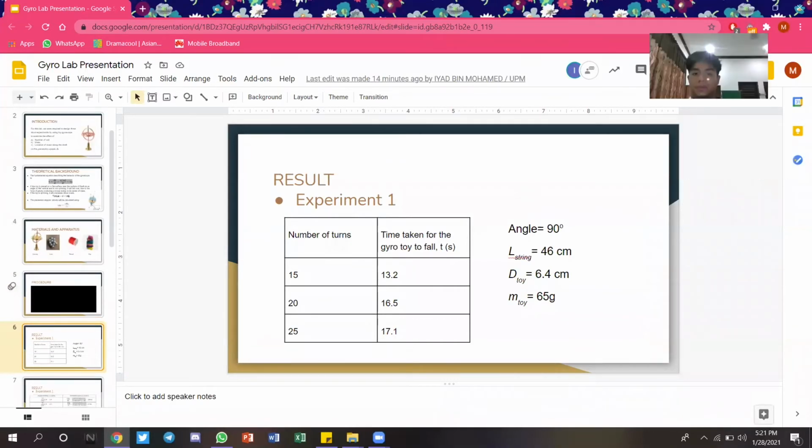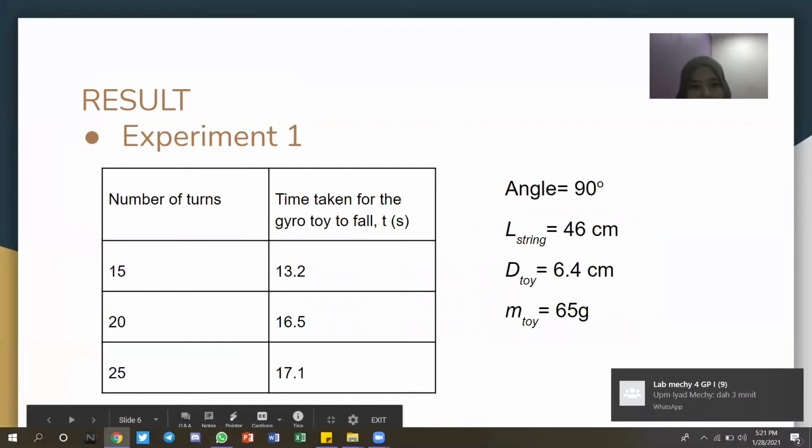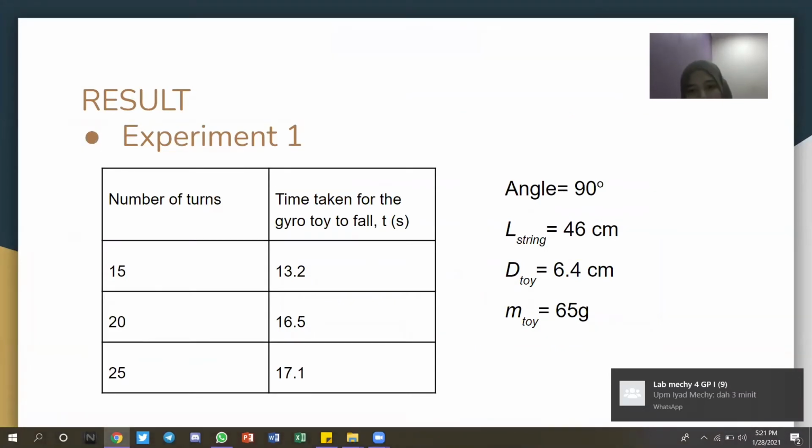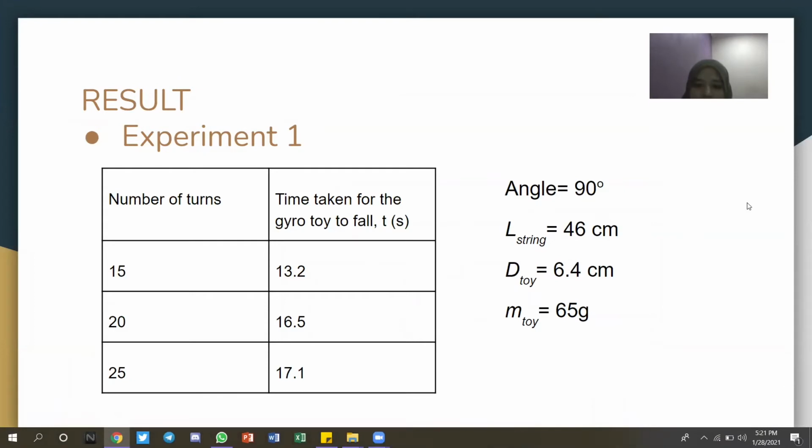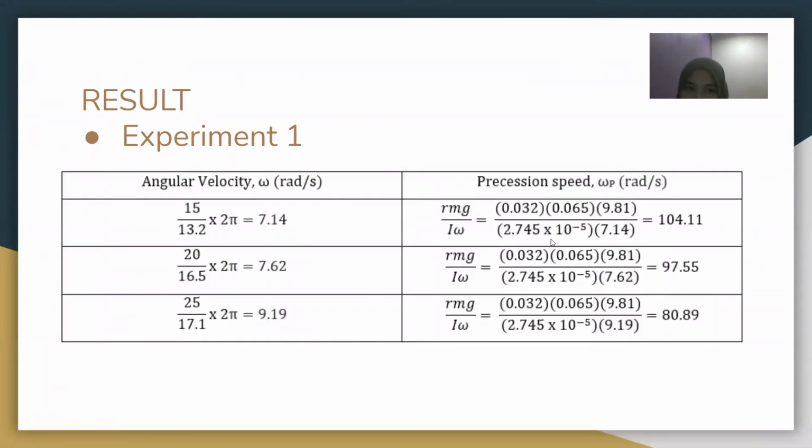Okay, thank you, Irfan. I will continue with the results. For the first experiment, and for all the experiments, we fix the angle at 90 degrees. For 50 turns, the time for the gyro toy to fall is 13.2 seconds, for 20 turns the time is 16.5 seconds, and for 25 turns the time is 70.1 seconds. We use the precession speed formula to get that answer. Next.